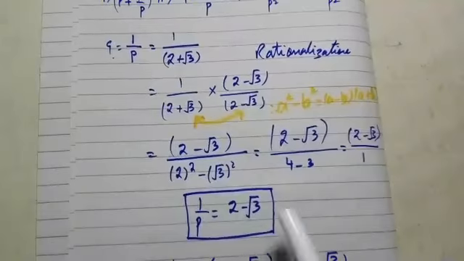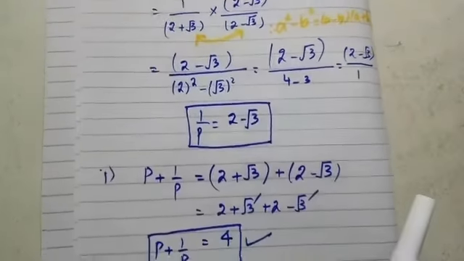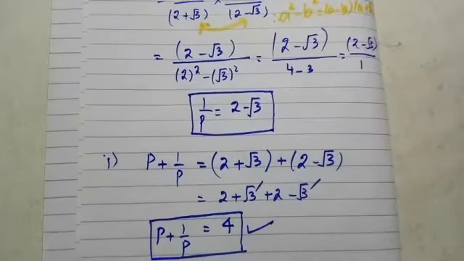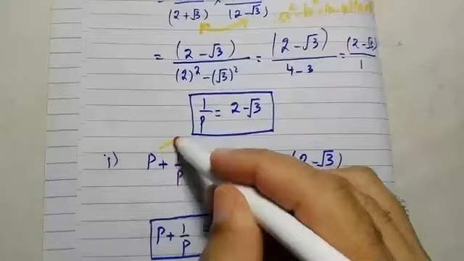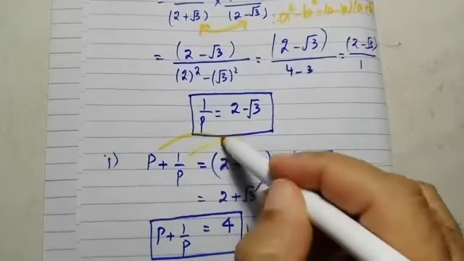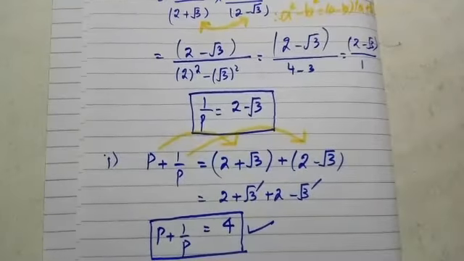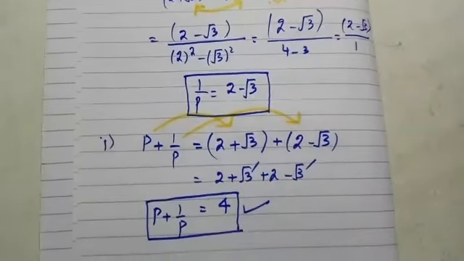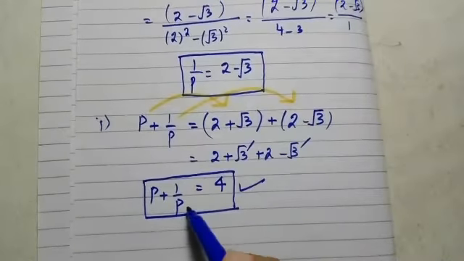Once you have calculated 1 over p after simplification, you will substitute it. This is the value of p, and this is the value of 1 over p, which we just calculated above. Once you substitute, open the bracket, cancellation will be done, and 2 plus 2 will become 4. This is the first requirement.